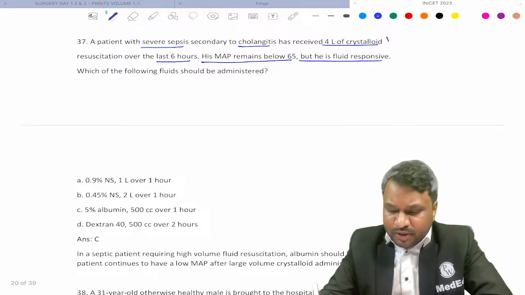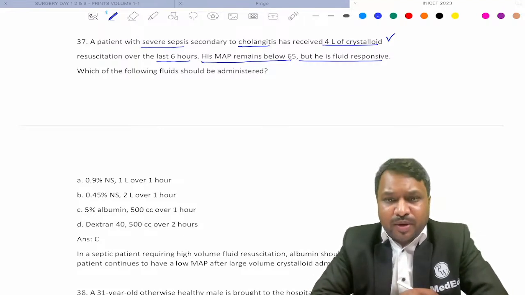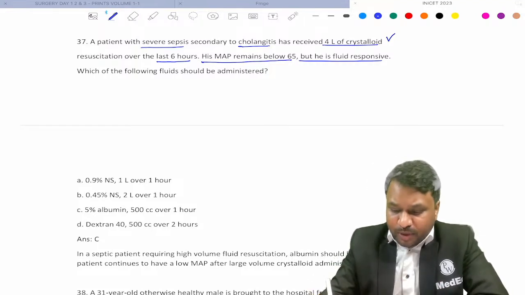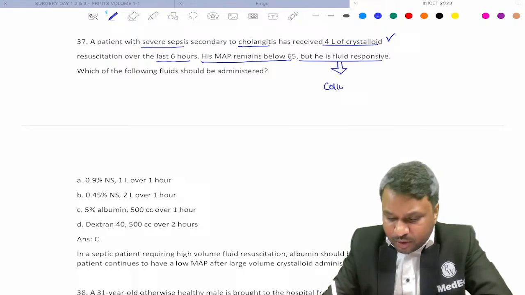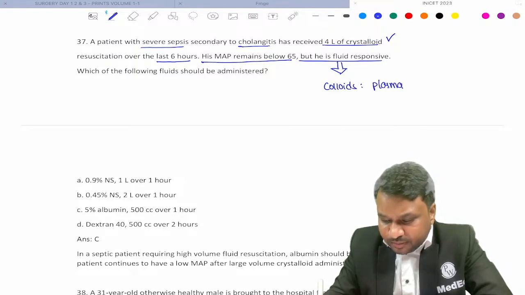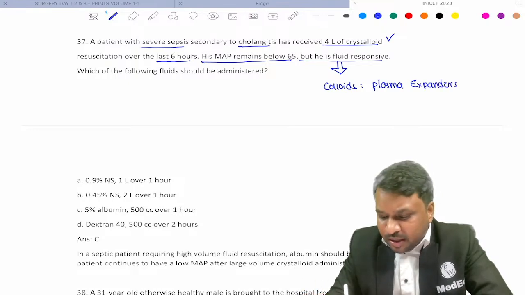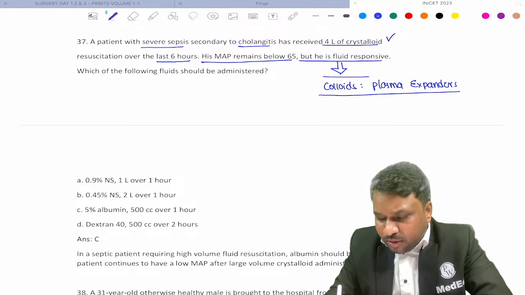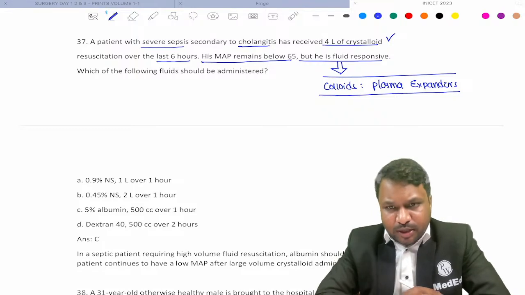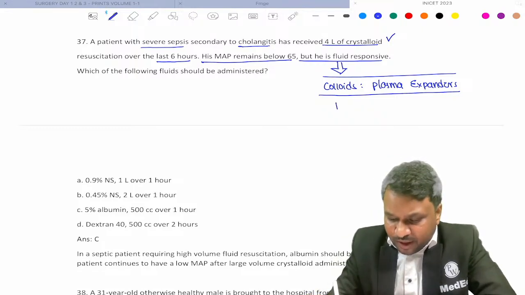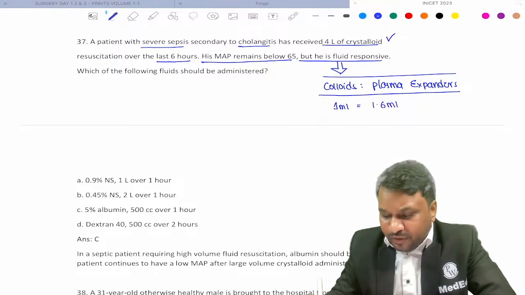Now I've given enough amount of crystalloids. If I continue to give crystalloids, what will happen? Hemodilution, right? Because he's fluid responsive, I would still try to resuscitate, but this time I would use colloids, because colloids are the examples of plasma expanders. I don't want the coefficient of the crystalloids to be dominant here, because it will cause hemodilution. In fact, if you give 1 ml of colloid, it will cause 1.6 ml of intravascular volume.